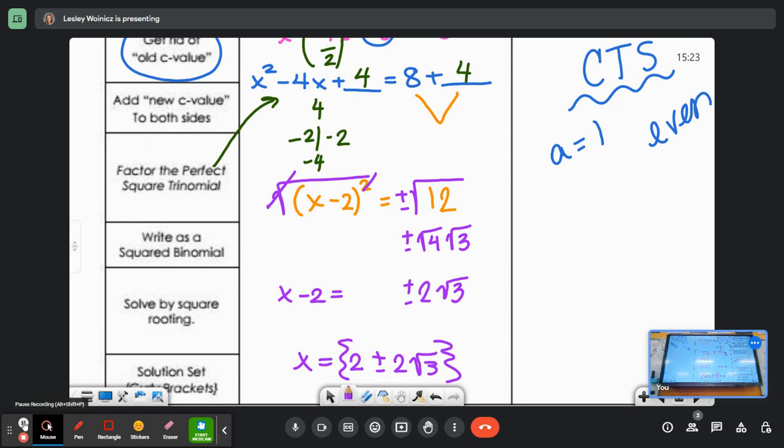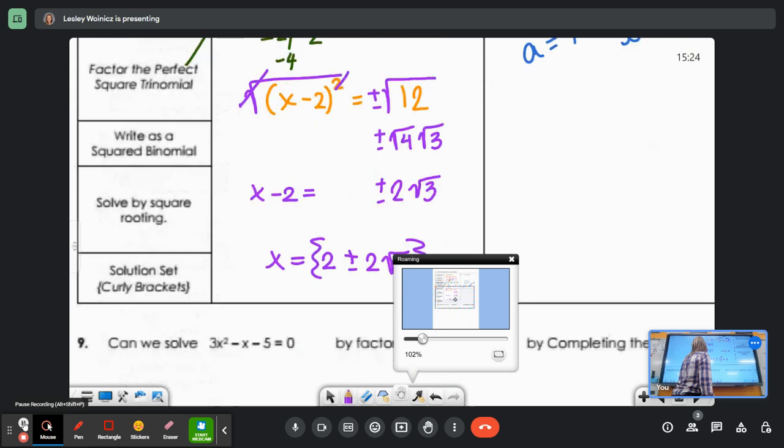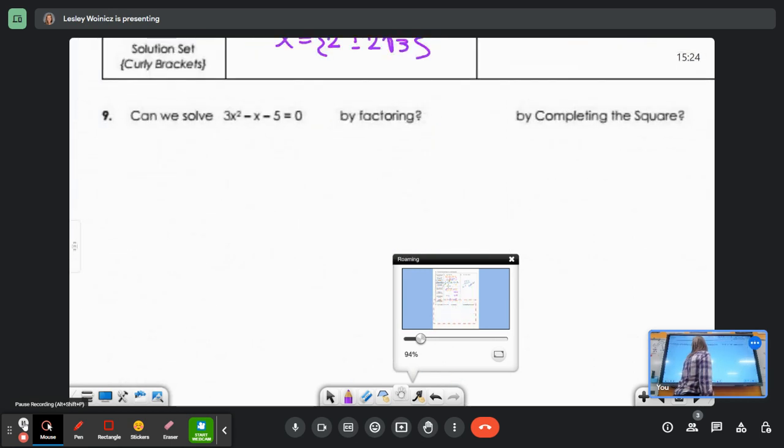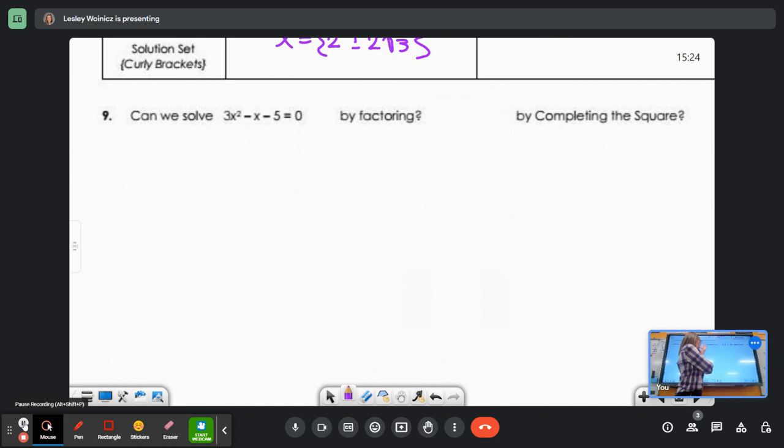All right. We've talked about square root. We talked about the ZPP. We factored our faces off. We did completing the square. What's left? Can we solve this by factoring? Well, let's check. Can I divide away a 3? No. Okay, let's slide the 3. Check for magic numbers. Are there factors of -15 that sum to -1? 3 and 5? No. Okay, no factoring.